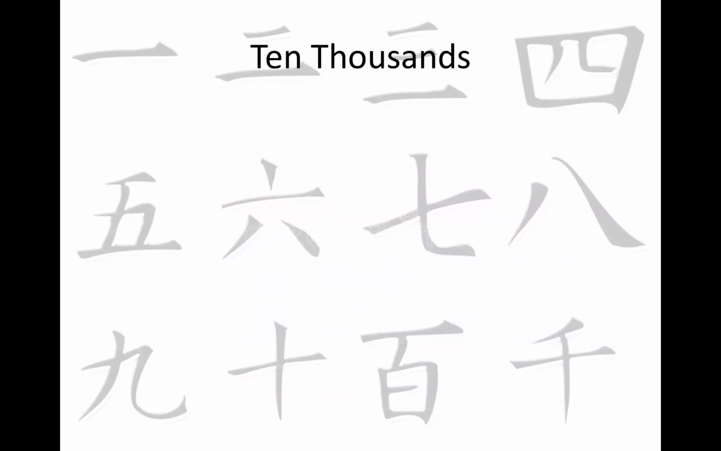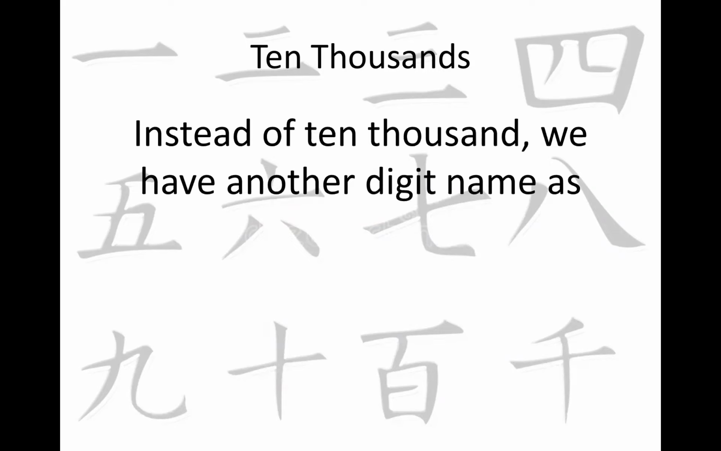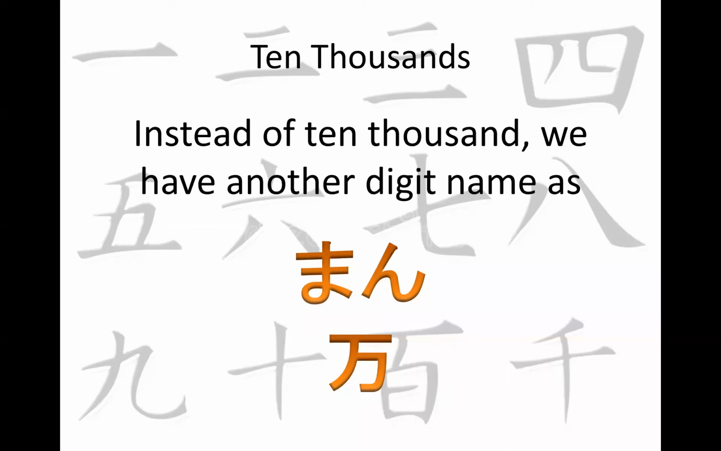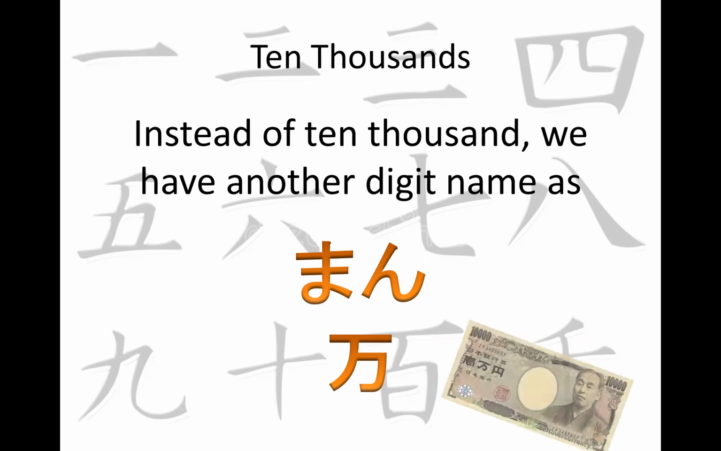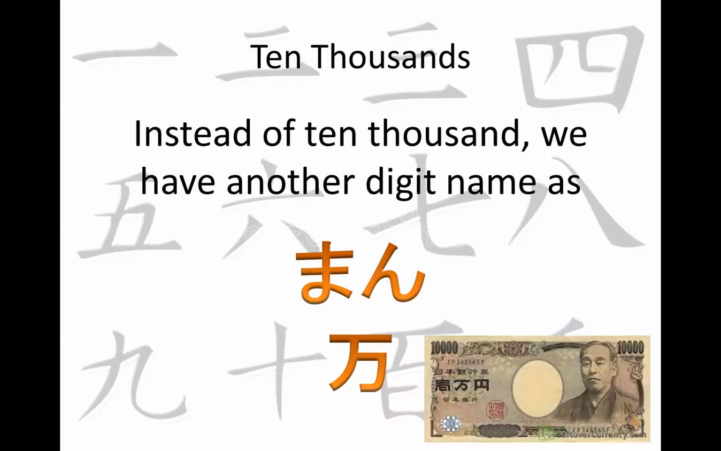Now, we have 10,000. In English, when we reach 10,000, we just say 10,000, isn't it? But in Nihongo, there is no such thing as jusen. For that, we have another digit name, what we call man. Again, man. The lower symbol at the bottom is the kanji for man. Okay. And this is the 10,000 yen, or the ichiman in Japanese. This is the bill for ichiman, or 10,000 yen.